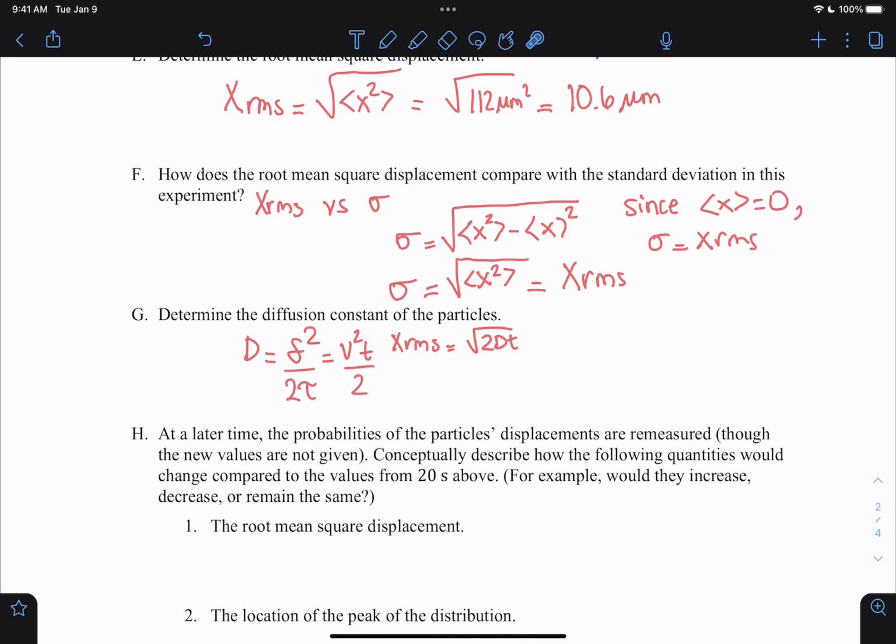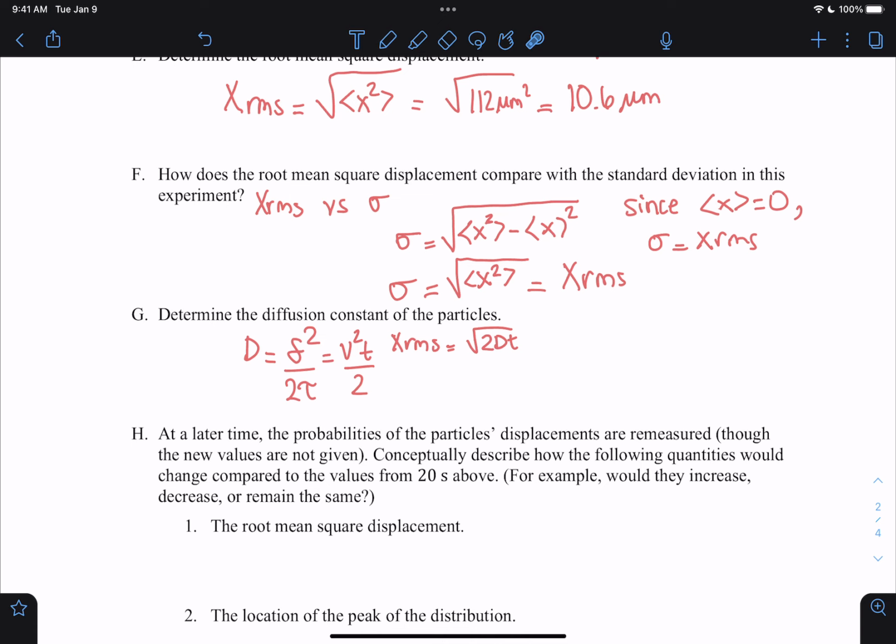The only issue here is that, for example, that v squared, well, we don't know the speed, so we can't really use that one. But we could use the step size squared divided by 2 times the time, right? So we have the time. That was 20 seconds, right? That was hidden in the problem very early on, 20 seconds later, right? That's our time. Now our step size, right?